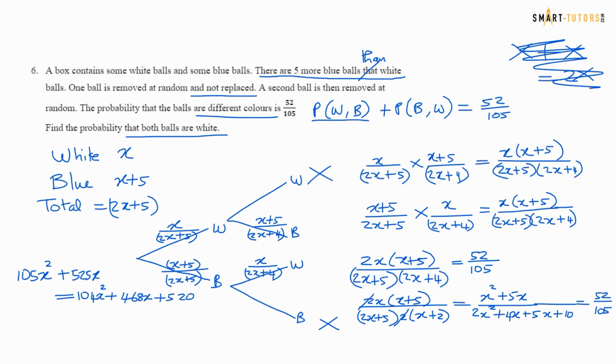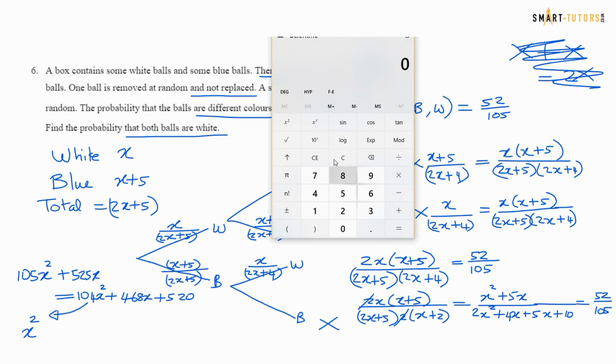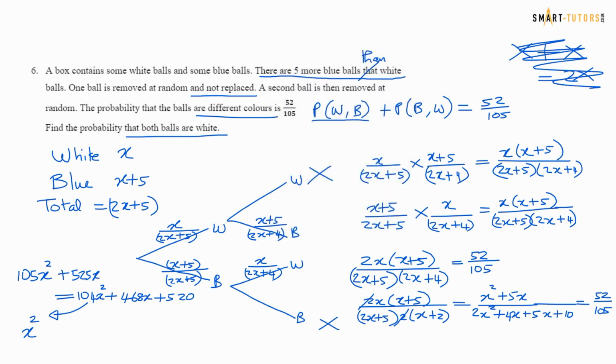It is a big number, but finally you will get a very simple quadratic equation. 105 at the other side, 104 coming to minus 104, take away from 105, which gives x squared. 525, so let me take calculator. If I'm making any mistakes, that's going to be a problem. 525, take away 468, and that is 57x. So 57x and minus 520 equal 0.